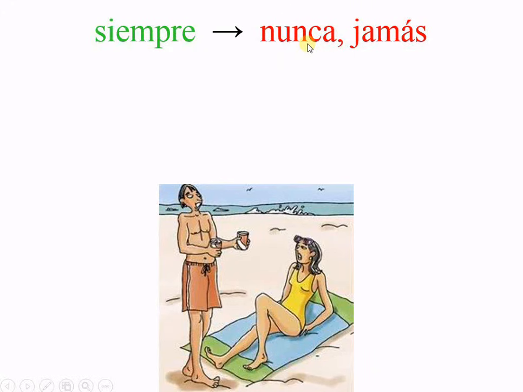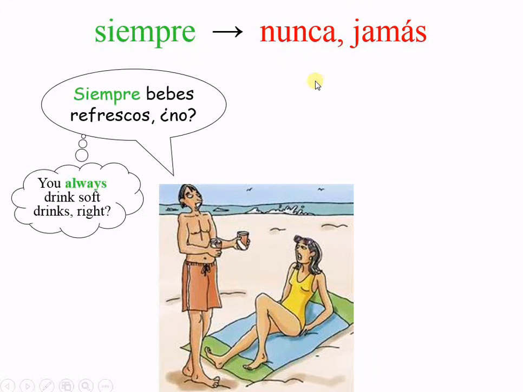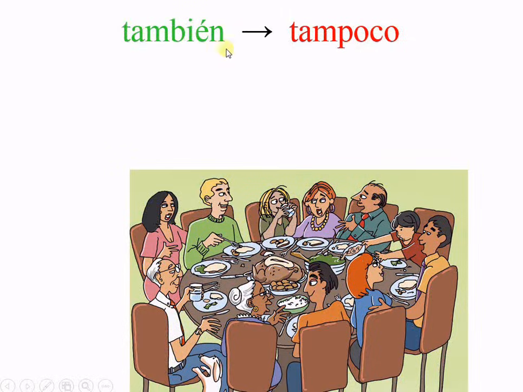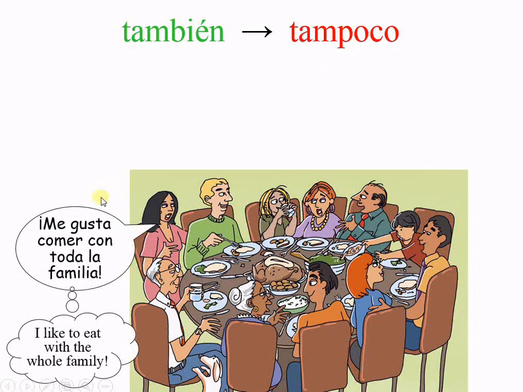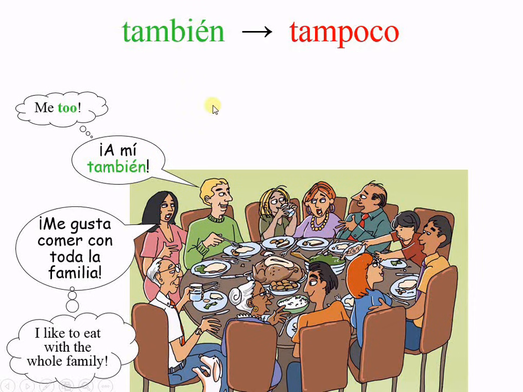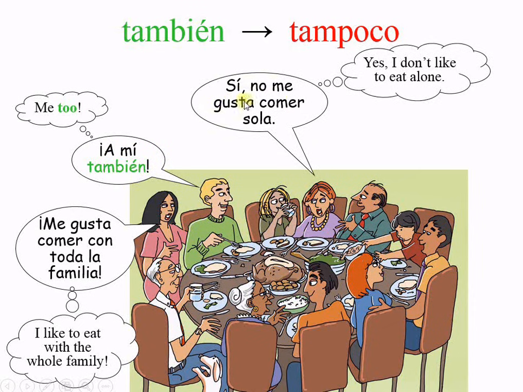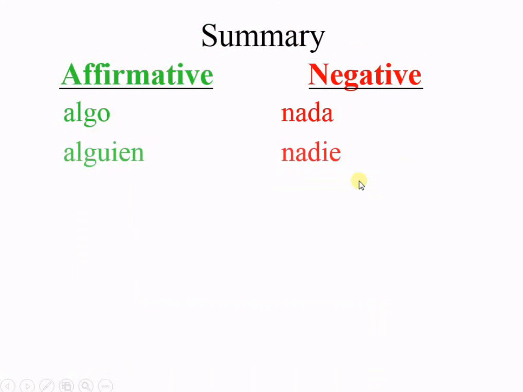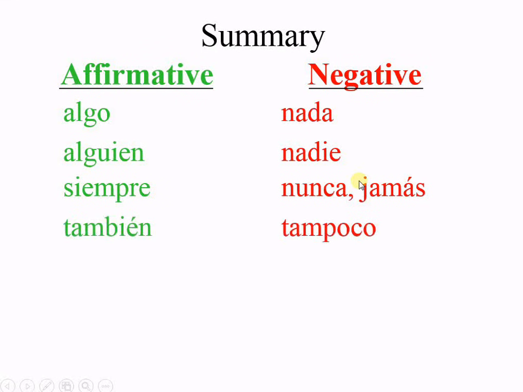Siempre, nunca, or jamás. Siempre bebes refrescos, ¿no? No, nunca bebo refrescos. Jamás. Pedí limonada. También, tampoco. Me gusta comer con toda la familia. A mí también. Sí, no me gusta comer sola, alone. A mí tampoco. So again, let's go over one more time these words and their opposites.